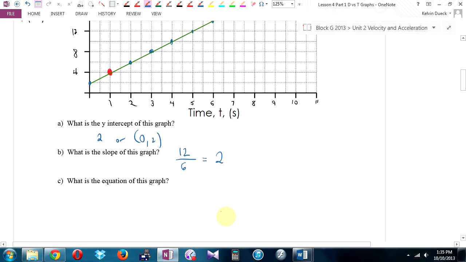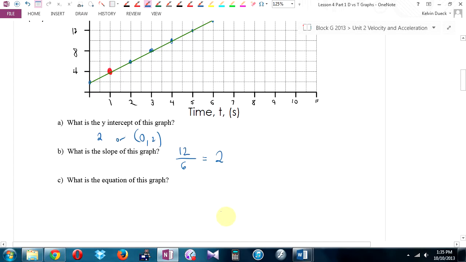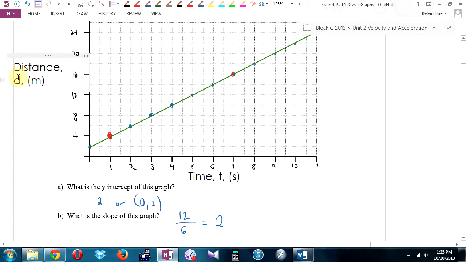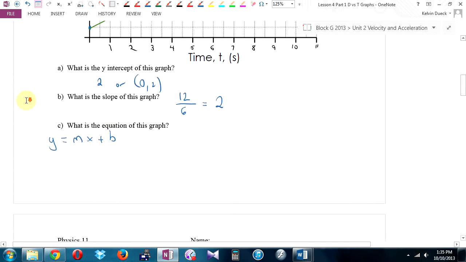What's the equation? Okay. Well, our template is this. Slope-intercept form. Y equals mx plus b. But I really don't want to write that. I'd like to use better letters. What did I use on the y-axis of my particular graph? That's units. What letter did I use? D for distance.